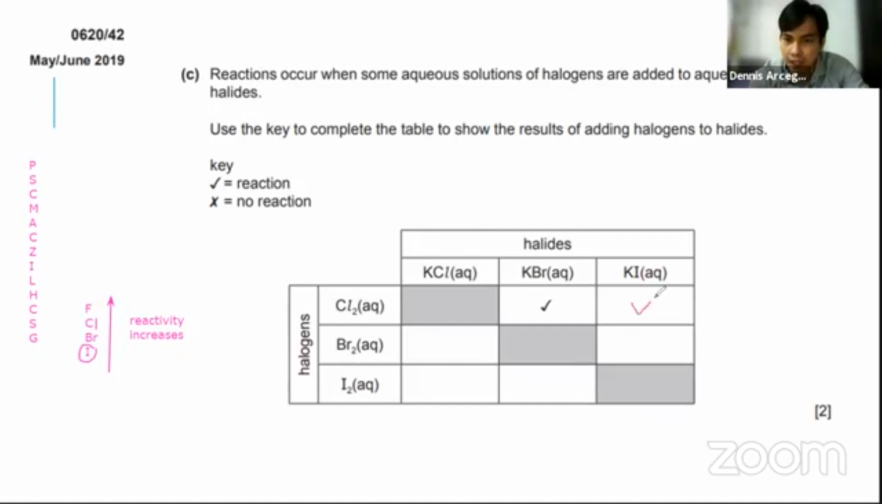Chlorine will replace the iodine because it is more reactive. The one that you add is more reactive, that's why it can remove the other one.